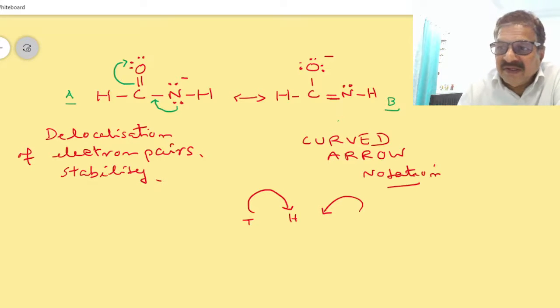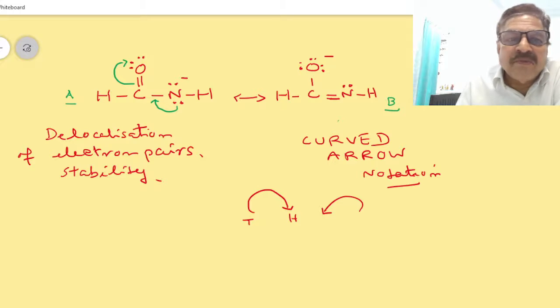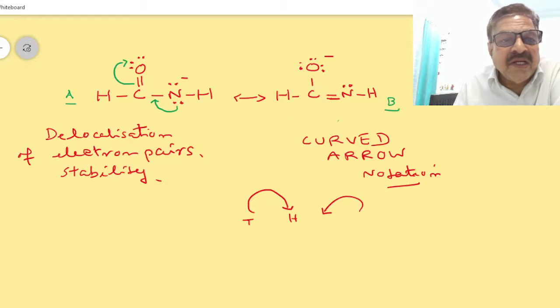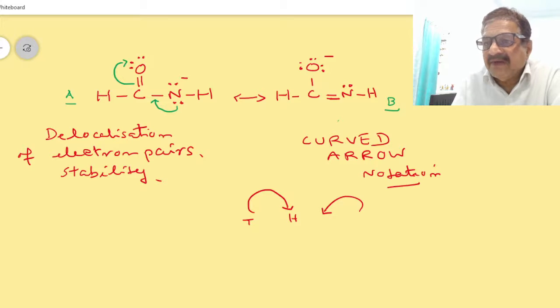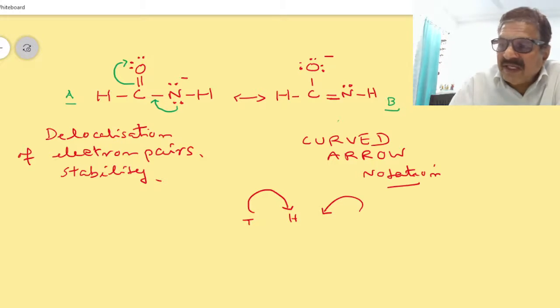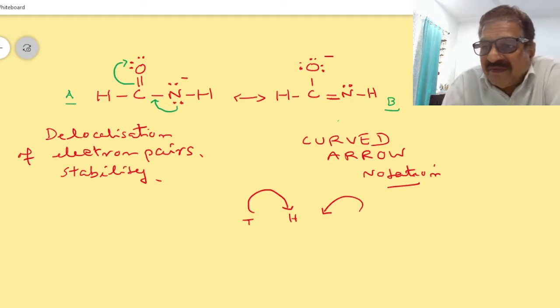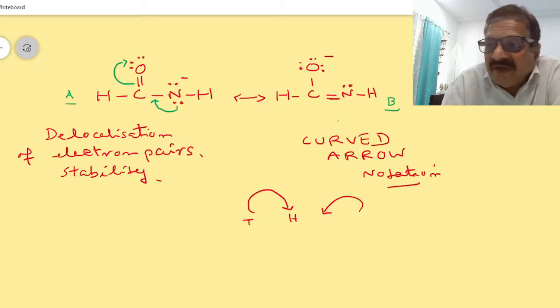Now, this electron pair, the electron pair on the nitrogen, is used to form the double bond here, and here there is a minus charge. So individual atoms keep exactly the same positions here, and that you should see. In all resonance structures, only the electron pairs move.